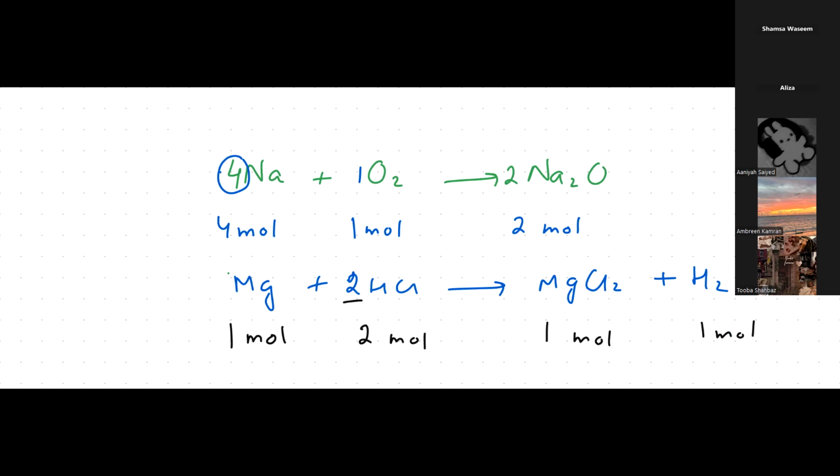I'll give you a simple example here. Again, I will try to explain if you have not got it. Suppose aluminium plus oxygen is going to give us aluminium oxide, Al2O3. When I balance it, you know that 4 moles of aluminium react with 3 moles of oxygen to give 2 moles of aluminium oxide. Is this clear to all of you? Anya, Aliza, Amreen, Tuba? Yes, Tuba, whatever is written here is going to be the moles: 4 moles of aluminium, 3 moles of oxygen, giving 2 moles of aluminium oxide.